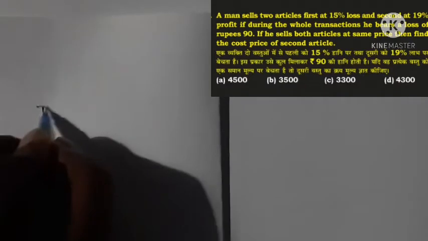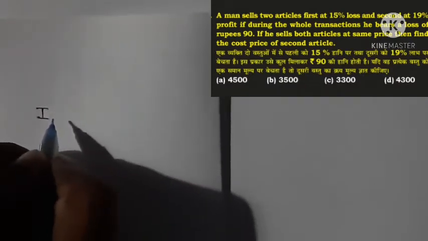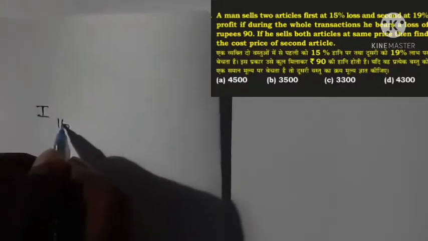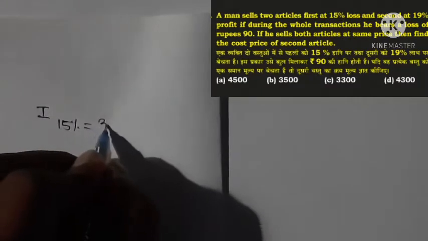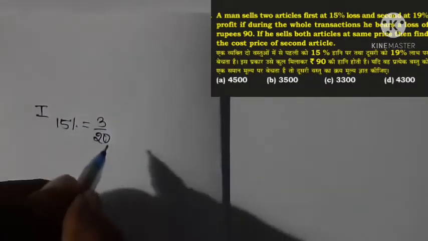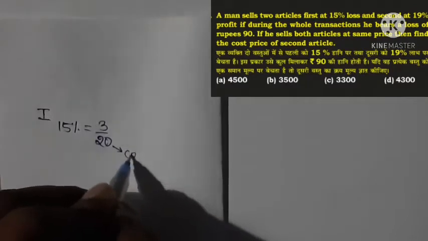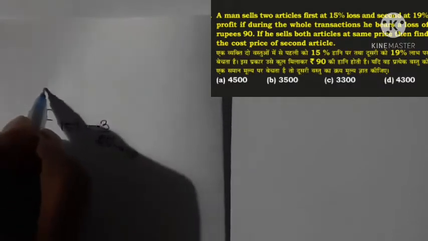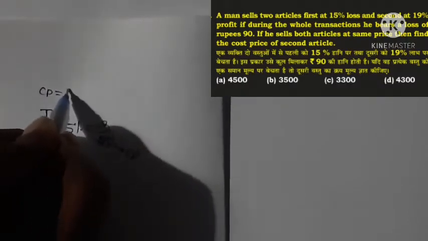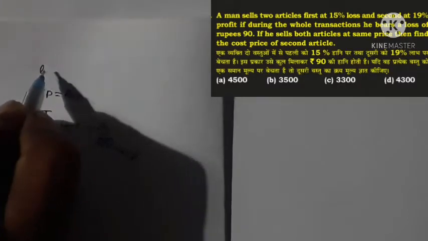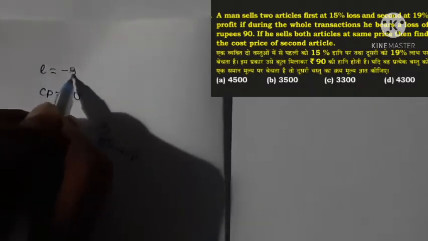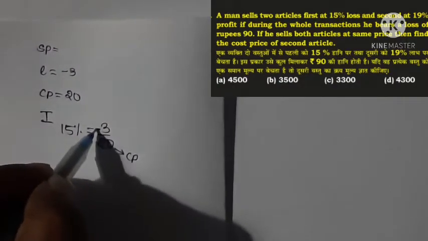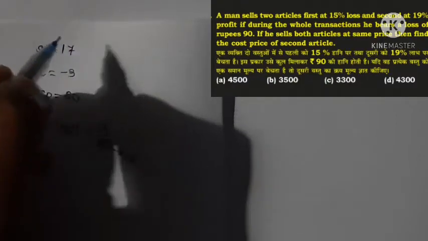The first article is sold at a loss of 15%. So 15% is equal to 3 by 20. The 20 is the cost price. Here the loss is 3. Here the cost price is equal to 20, so loss is equal to minus 3. Then the selling price is equal to 20 minus 3, so the value is equal to 17.